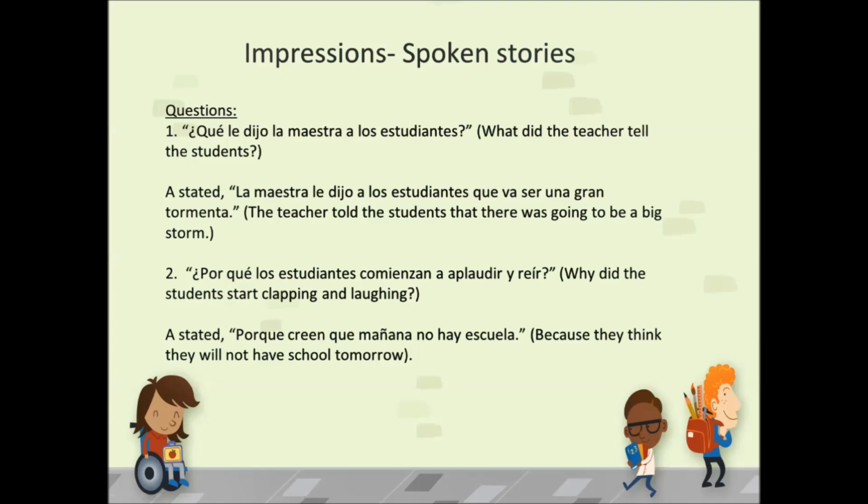What did the teacher tell the student? Why did the student start clapping and laughing? That looks at inferencing, to know if she would be able to draw from her prior knowledge. And she did a good job answering all these questions.